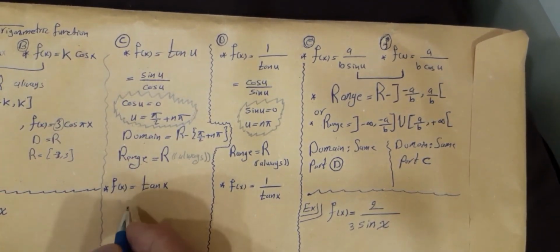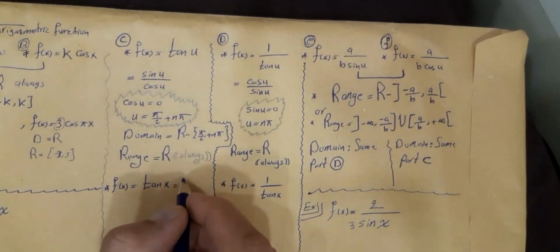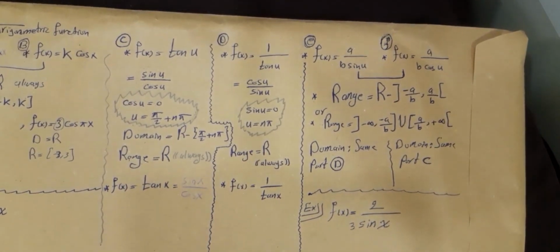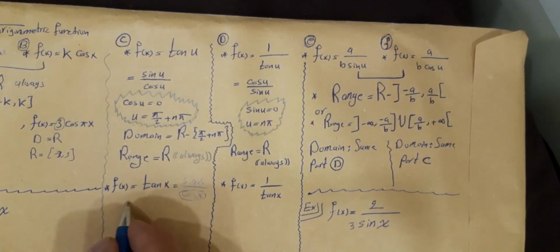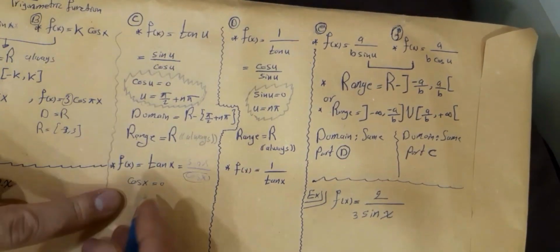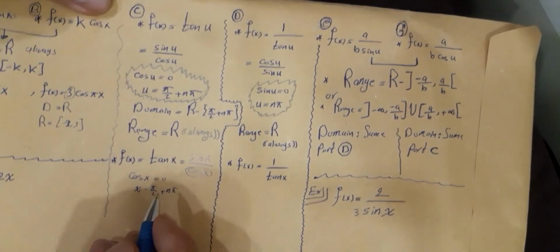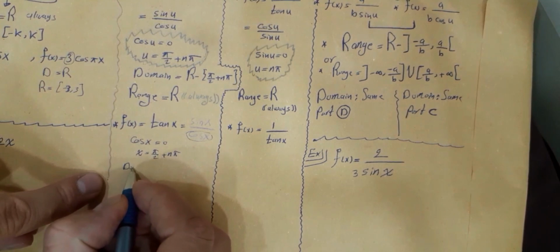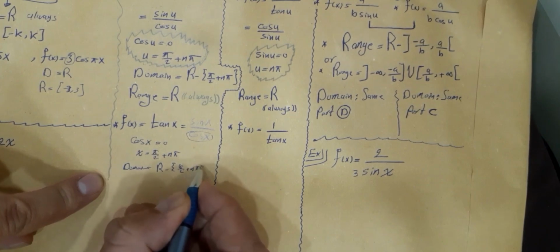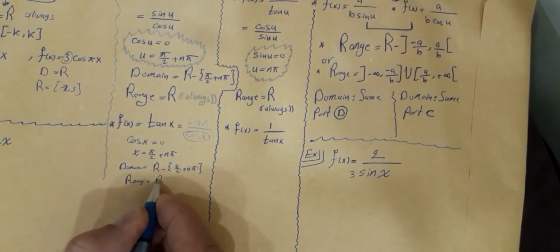For example, f of x equal to tan x. Because tan equals sine over cosine, you need the denominator not equal to 0, meaning cosine x not equal to 0. By this rule, x equals pi over 2 plus n pi. So domain equals all real numbers except pi over 2 plus n pi. And range is always all real numbers.